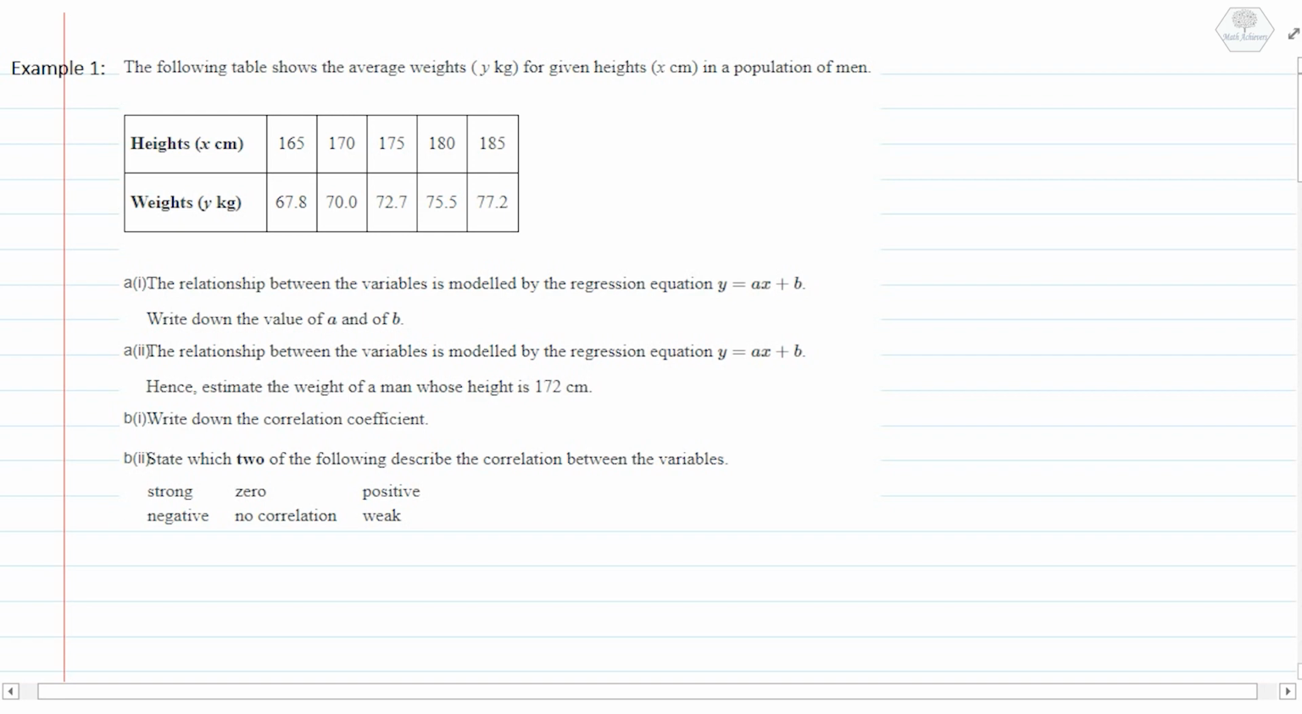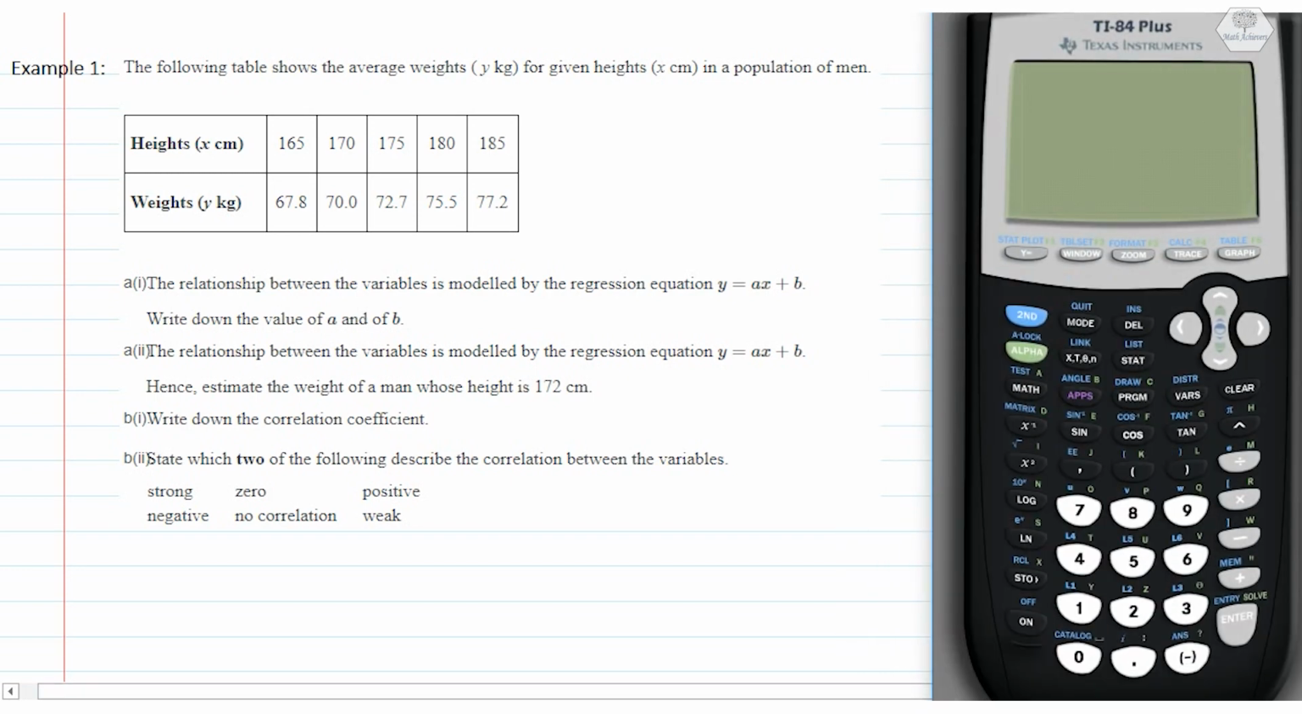Now, we have to use our GDC. Let's start. We go to stat. We have the edit here. We press enter because we need to fill the lists. To fill the lists, we fill the x variable in the first list and the y variable in the second list.